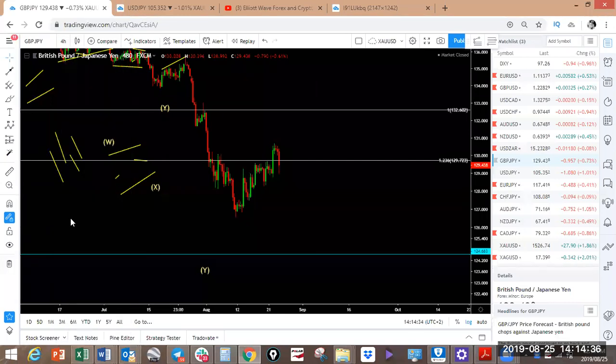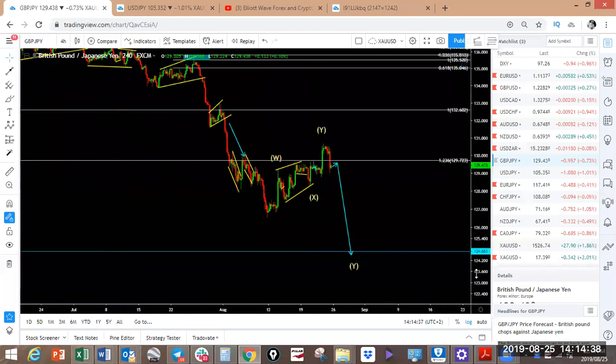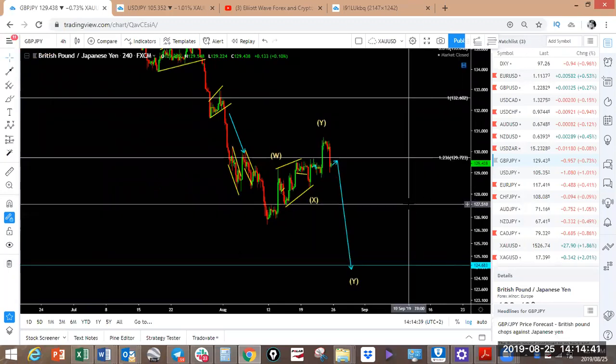Let's go on the 4 hour. I've actually posted this one on TradingView as well. So there are 2 alternatives here.